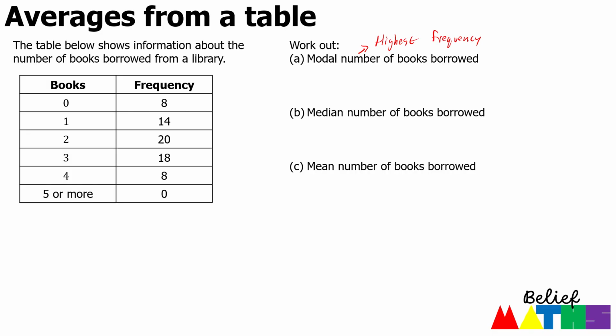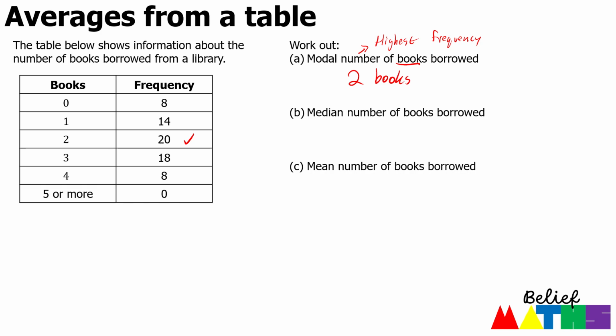And we look down at frequencies and we see, well, it's this one. And it's the number of books borrowed. So the modal number of books borrowed here is 2 books. It happened 20 times, because this table means that 0 books were borrowed 8 times, 1 book was borrowed 14 times, 2 books were borrowed 20 times, 3 books were borrowed 18 times, 4 books were borrowed 8 times, and then 5 or more books were never borrowed.